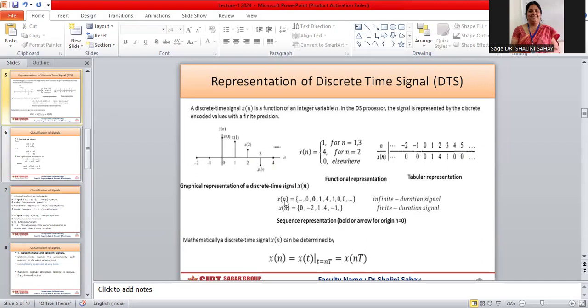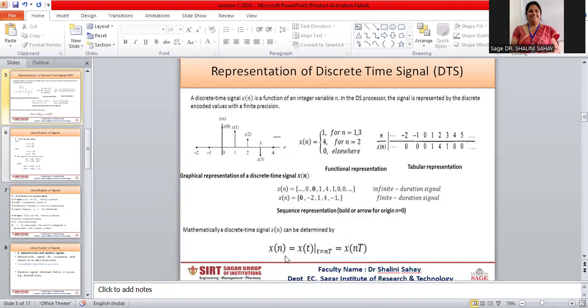Another representation is x[n] with infinite duration, which means that the signal extends infinitely on both sides of the zero axis. Now, this is the finite duration signal, where we have taken a finite number of samples. x[n] equals {0, -2, 1, 4, -1}, which means that the discrete time signal has the value 0 at n equal to 0, at 1 it has the value -2, at 2 it has 1, at 3 it has 4, and at 4 it has -1. Mathematically, we can represent the discrete time signal x[n] as x(nT).